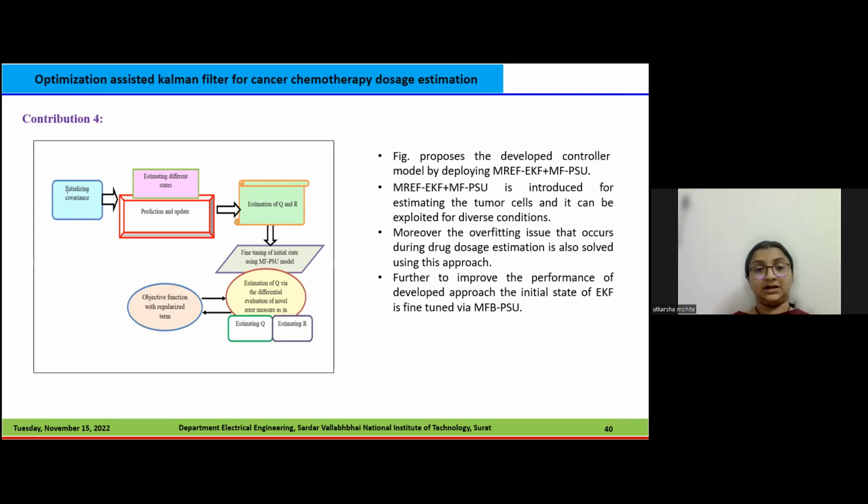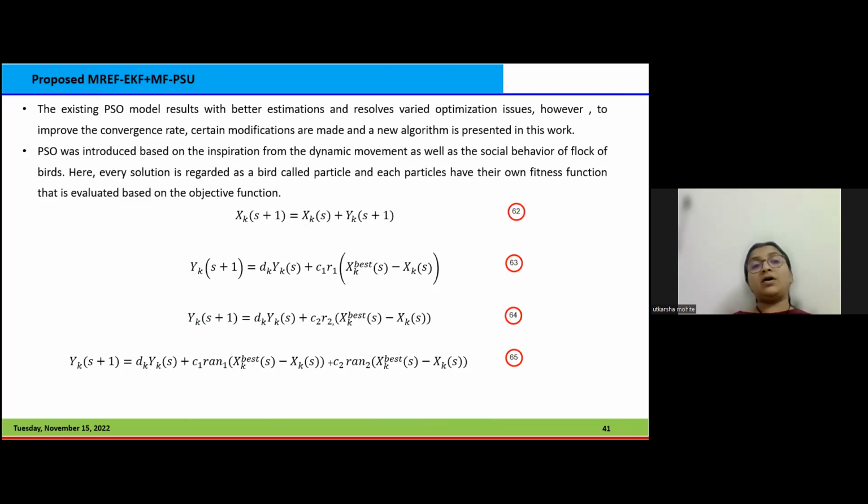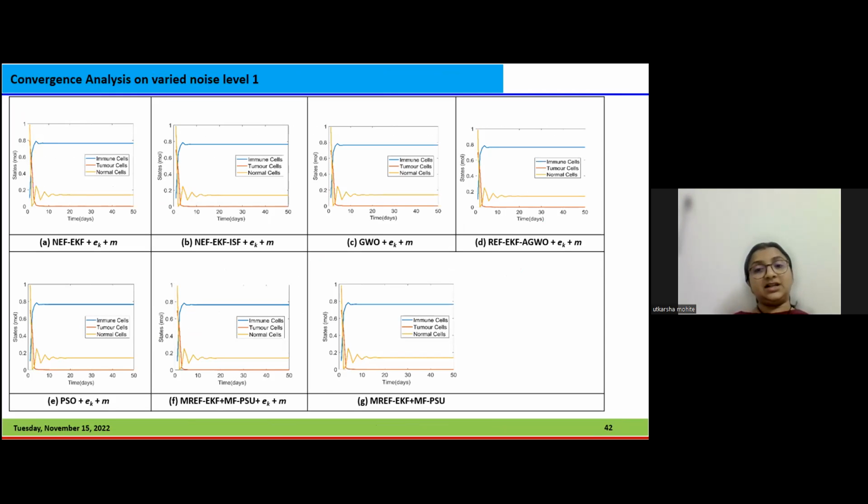particle swarm update concept. Here, the particle swarm updation model results in better estimations and resolves various optimization issues. However, it seems to be quite a mathematical model, but it is very necessary while designing a controller, while designing a machine. These parameters play a very important role. That's why this concept is focused on the bird, called the swarm optimization concept. These are the conversion analyses when the optimization concept has been used.